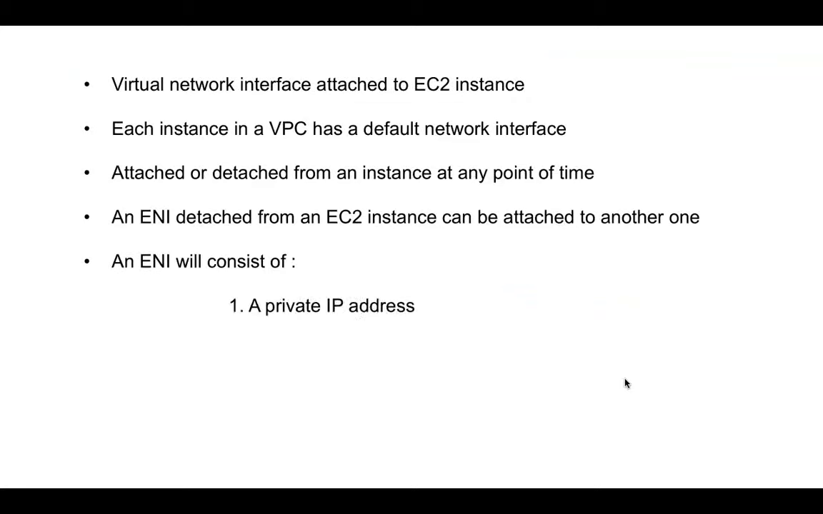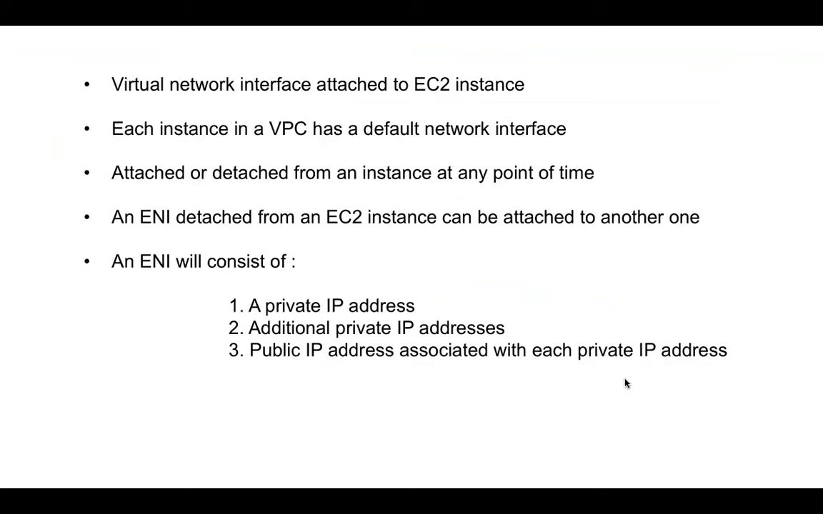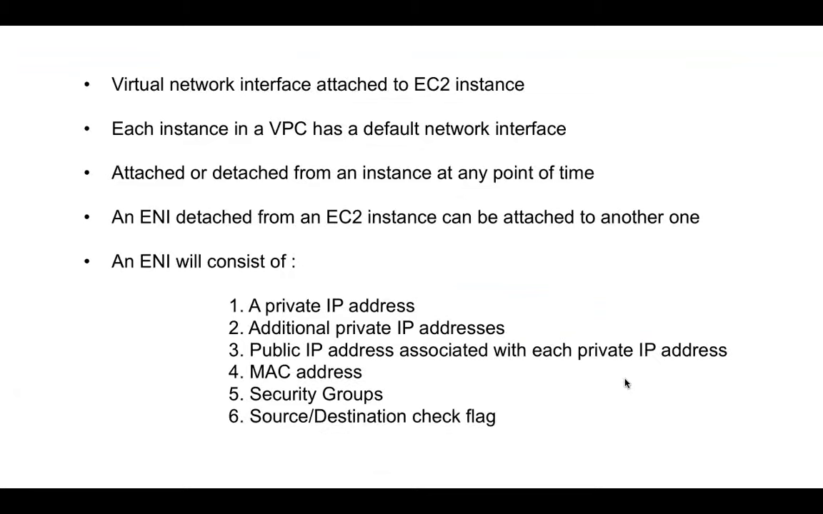Now an ENI will consist of a private IP address. We have seen that we can assign additional private IP addresses to it, a public IP address associated with each private IP address, a MAC address, security groups, the source and destination check flag, and the description.